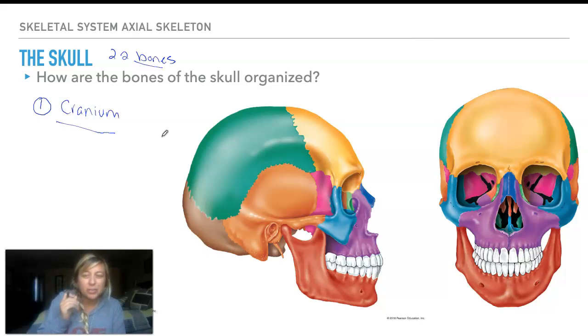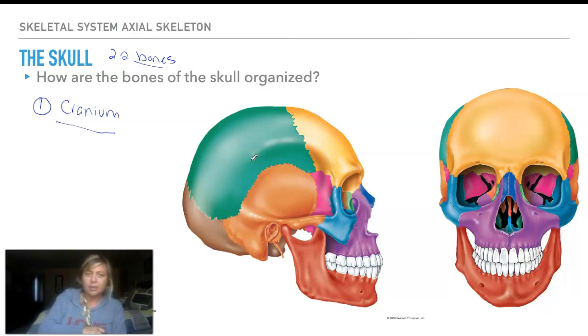On the inner surface of the cranium, if we were to slice open the cranium and look inside, in some of the skulls that we'll see in the classroom, you can take the top part, the skull cap, off, and you'll be able to see the inside better. On the inner surface of the skull, you'll see sites of attachment for blood vessels and nerves and membranes also.